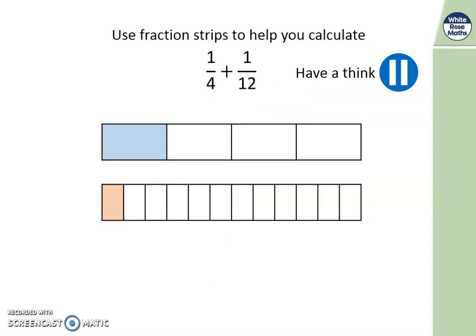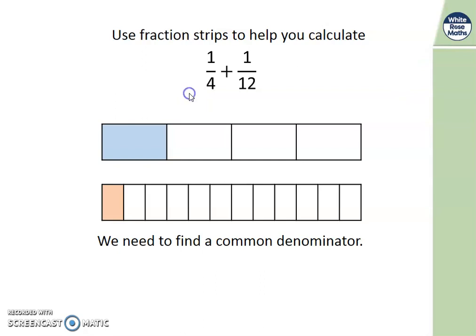Let's have a look at using fraction strips to help us to calculate this one using the same skills. 1/4 add 1/12. Pause the video and think what we just did that could help you with this. Which strip is going to change? Let's see how you did. Well, we can't change 1/12 into quarters, but we could change quarters into twelfths. What would we do to 4 to make it into 12? We need to find a common denominator of 12.